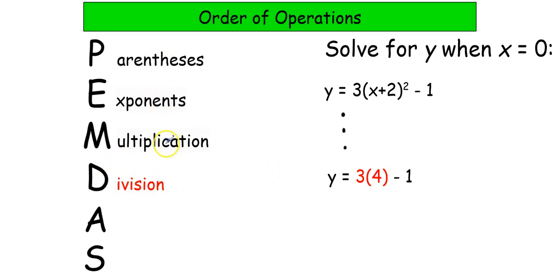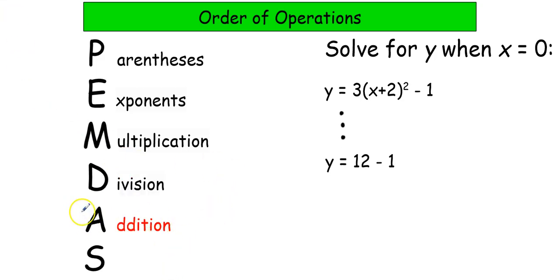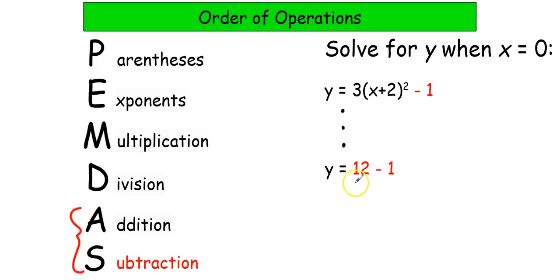So parentheses, exponents, multiplication and division are grouped together. You're looking for the first one left to right to do first. And then after those two, you're looking for addition and subtraction. Again, these two are grouped together. So addition, I don't see any addition in here, but I do see subtraction. And again, these are grouped together. So I'm going to go ahead and perform the subtraction, and I get y equals 12 minus 1, that's 11. So I know when x is 0, my y value is going to be 11. Circle that answer in order to finish up.